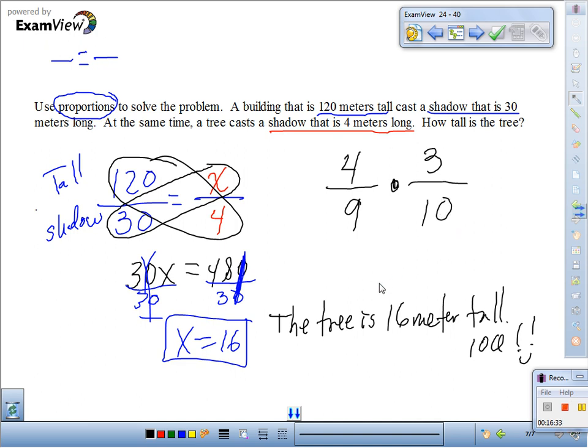Back in 3rd, 4th grade, remember that? And they showed you guys how to cross simplify, right? This one and this one, it's divided by what? 3. So this becomes a 1, this becomes a 3, and you multiply.